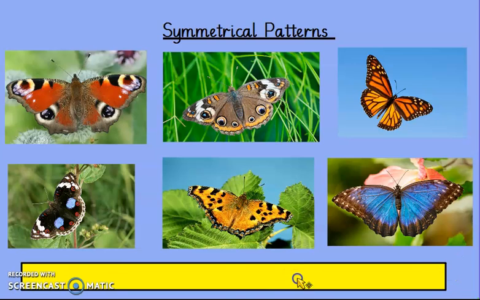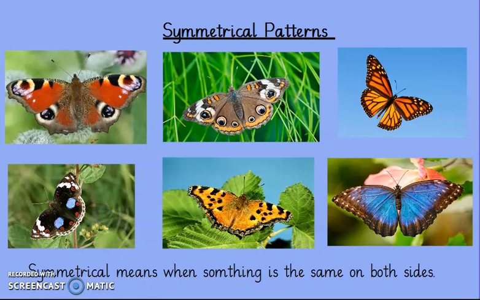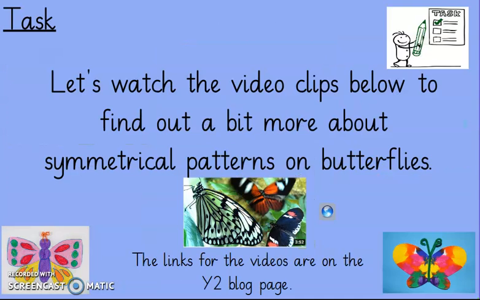Okay. Now, you'll have noticed as you've looked at the pictures, there's something similar about the patterns that are on the butterflies. They are the same. They are symmetrical, and it means when something is the same on both sides. And as you can see in the pictures, these butterflies almost have identical shapes and patterns on all four wings actually. So that is what we're going to be looking at.